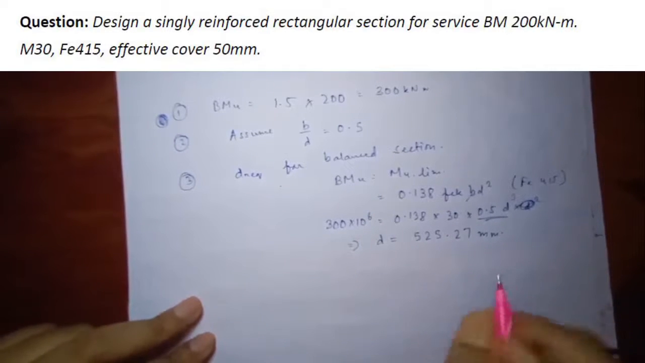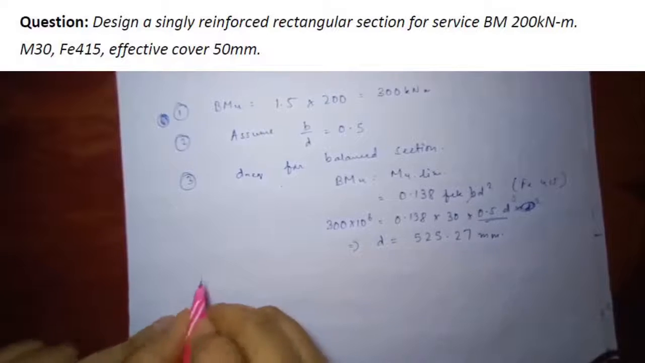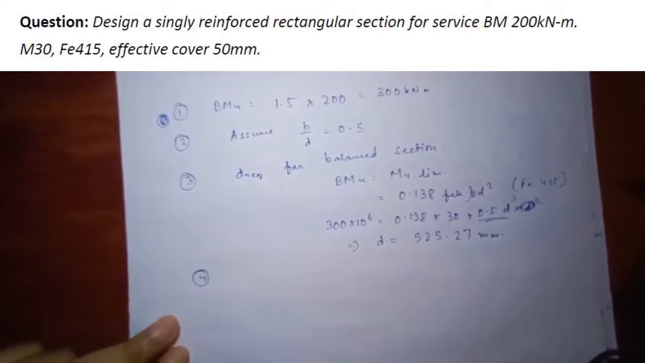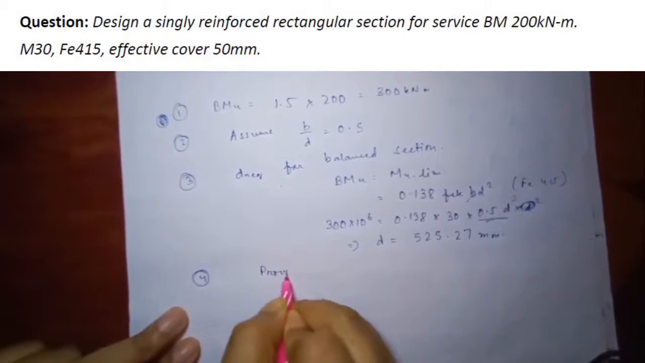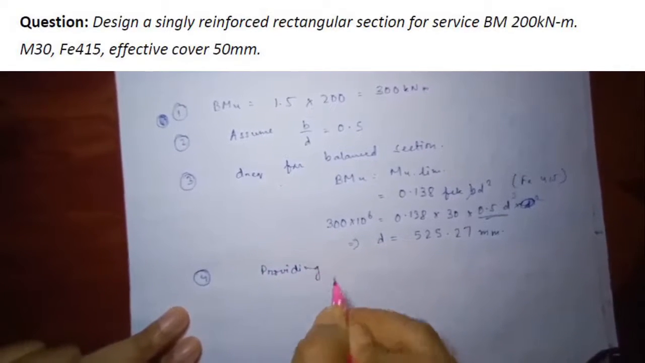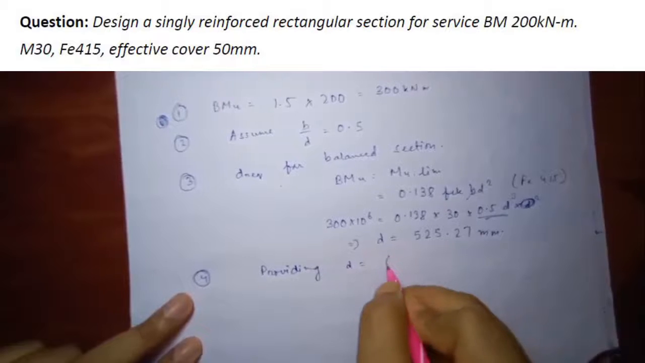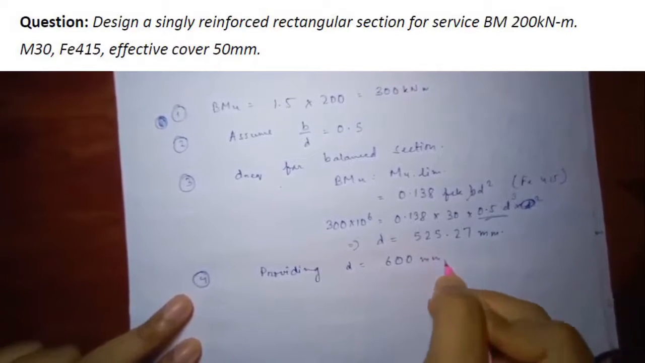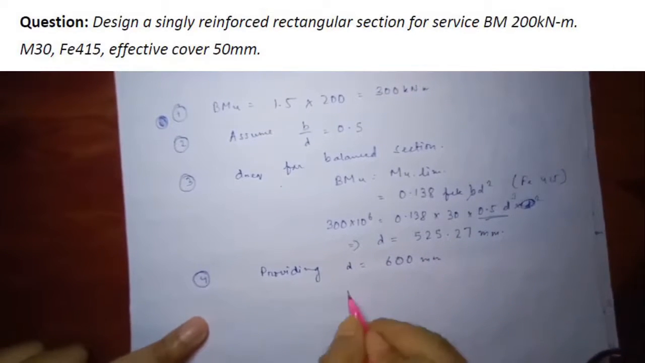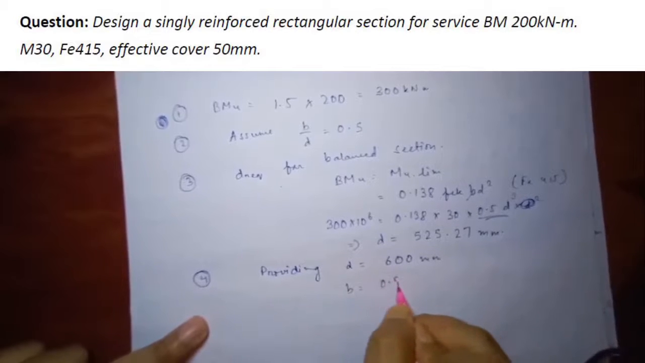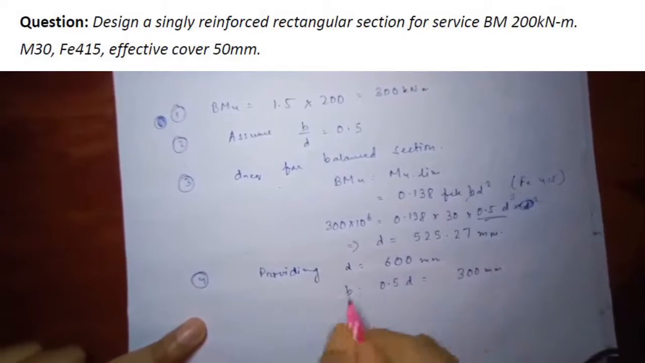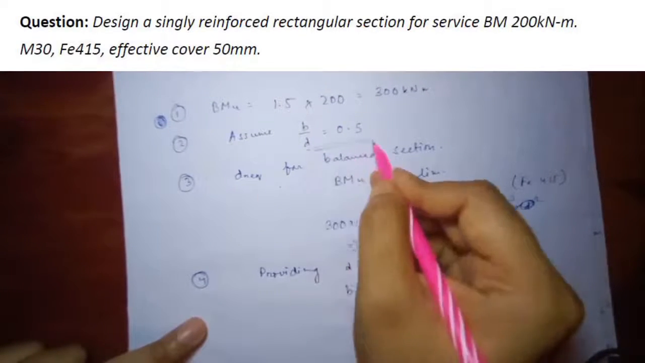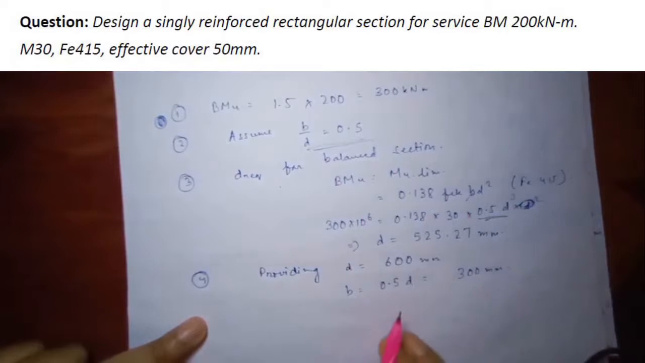So I will provide a suitably higher value, which was said to be given in step 4. So let's provide D equal to 600 mm, and B is equal to 0.5D, and it is equal to 300 mm. B is assumed as 0.5D, so it is 300 mm.